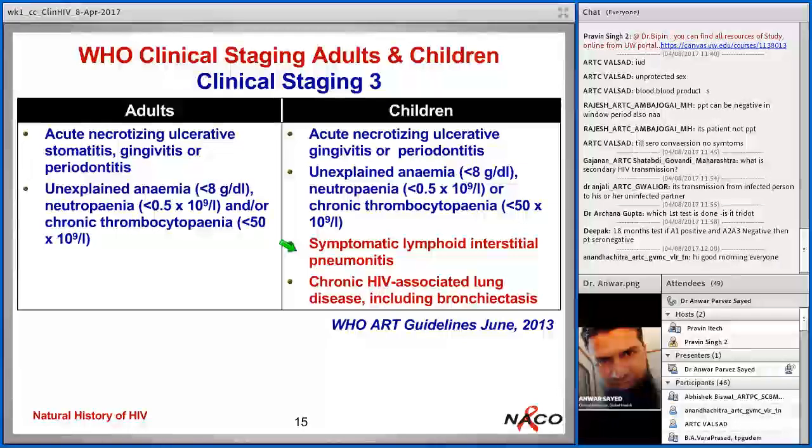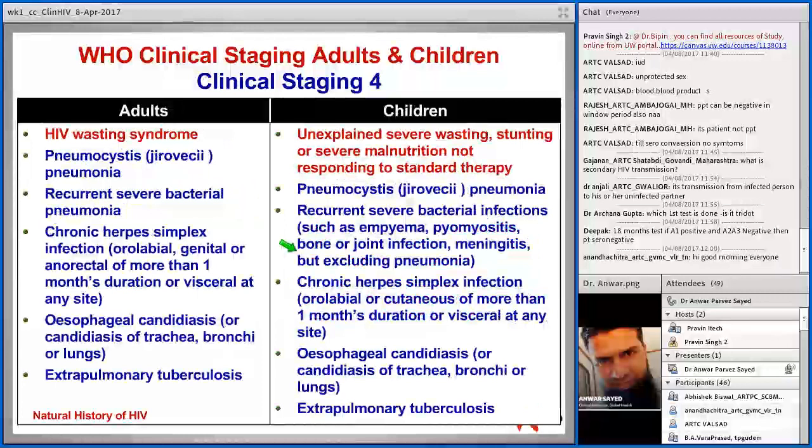There are certain other conditions also, like acute necrotizing ulcerative stomatitis, gingivitis, periodontitis, unexplained anemia, that is hemoglobin less than 8, but it should be unexplained. So all that will form stage 3. In children, how it differs is unexplained persistent diarrhea. Here we see it for more than 1 month; in children, it is more than 14 days. And lymph node tuberculosis is stage 3 in children, while extrapulmonary tuberculosis is stage 4 in adults. But in children, lymph node tuberculosis is a stage 3 condition.